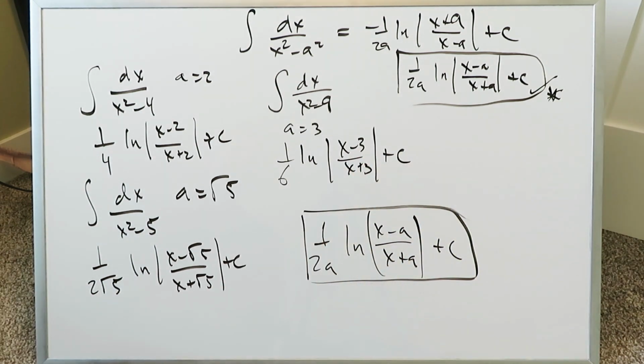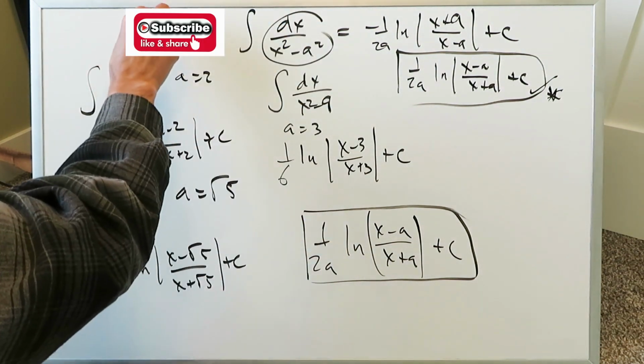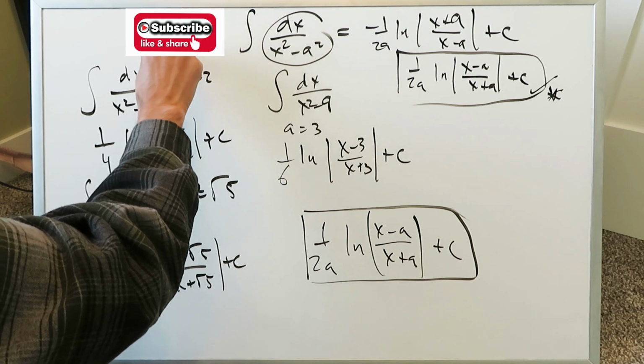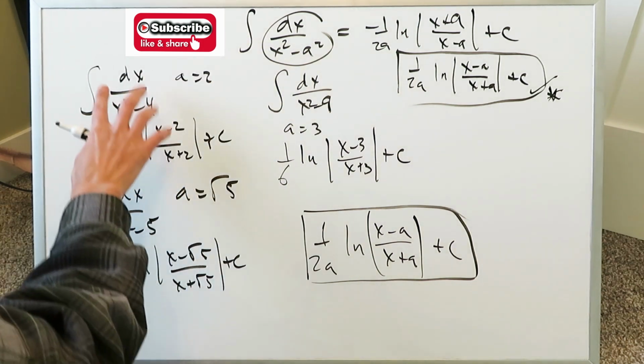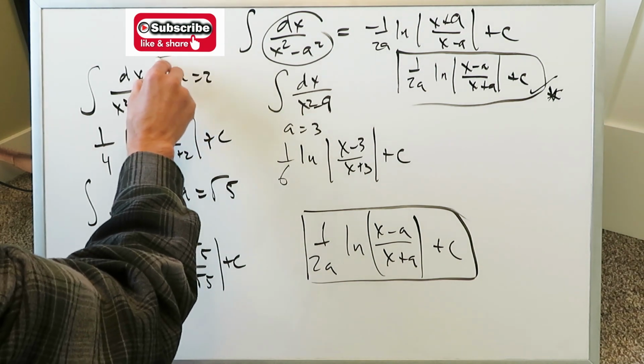That's the benefit of you knowing this template. This template is for this form right here, and you can do a similar template procedure for a form like this, a squared minus x squared, utilizing the partial fraction decomposition technique, because this is indeed factorable.